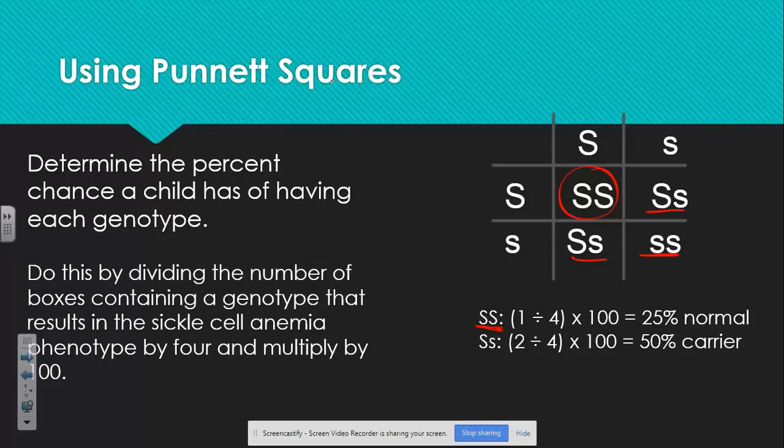Next one, heterozygous. There are 2 boxes out of the 4. So 2 divided by 4 times 100 would be a 50% chance that their child is a carrier. And little s, there's only one box that has little s, and that would mean that they have a 25% chance of passing down the disease.